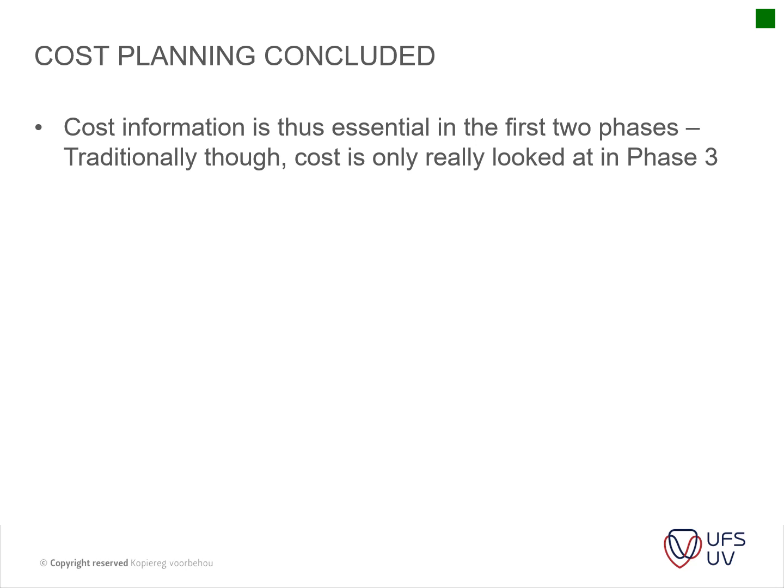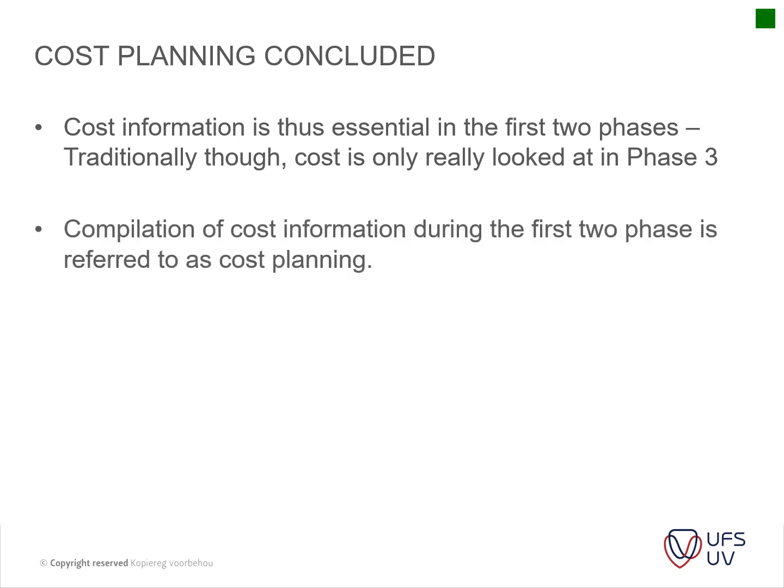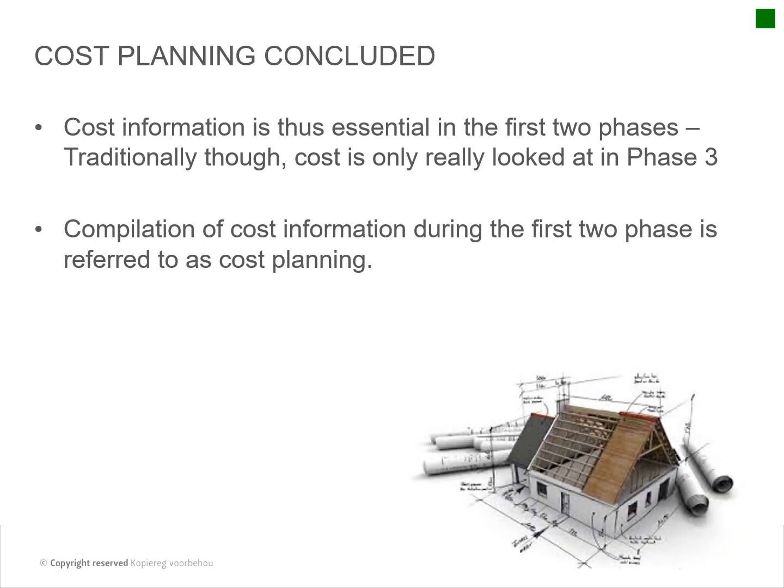So usually when you get to stage 3, you're already committed to this project, because now you're spending a lot on fees for this project. So the money starts flowing a little bit more, so there's much more commitment. The compilation of the cost information during the first two phases is referred to as cost planning.